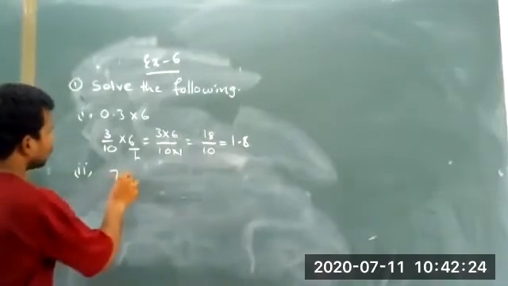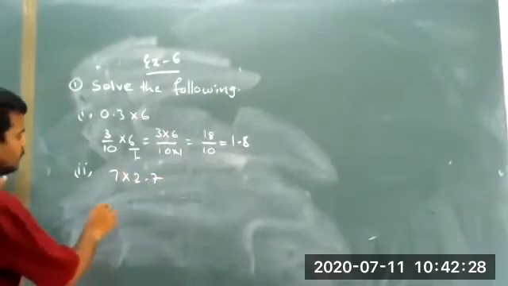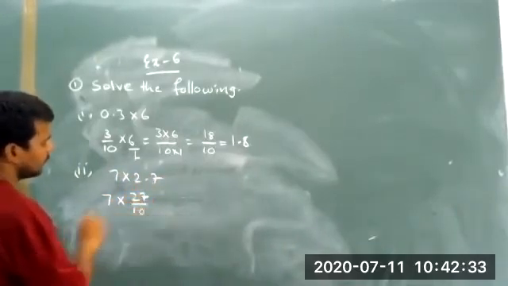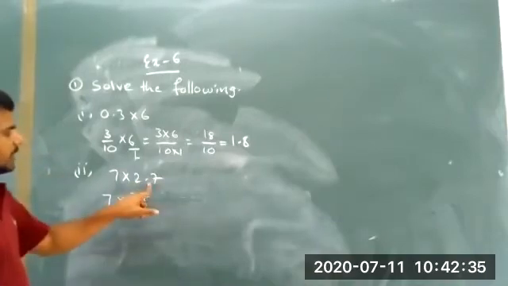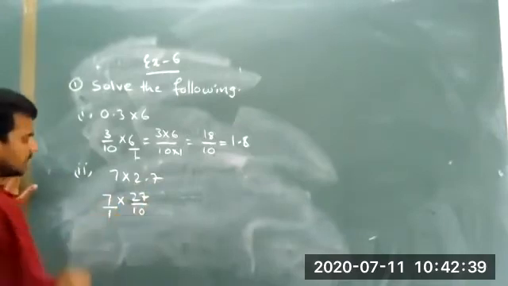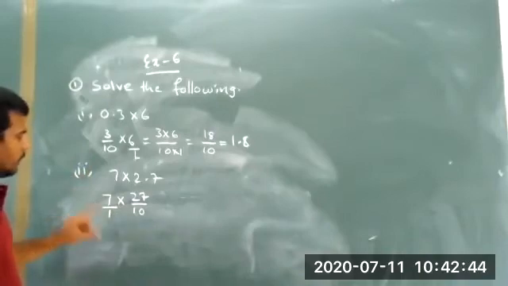7 into 2.7. So 7 into 2.7, that is 27 by 10. Okay, children? This is the decimal number, fraction 27 by 10. So this is 7 by 1. Why? Because this is the whole number, so fraction of 7 by 1.